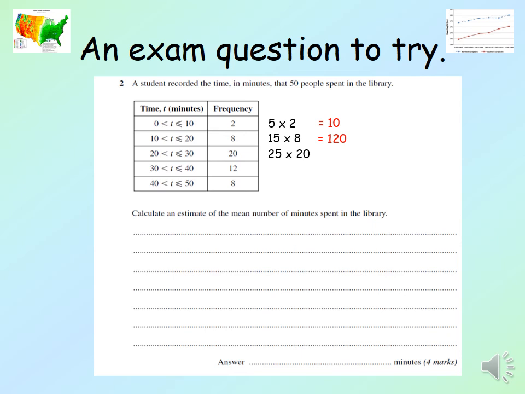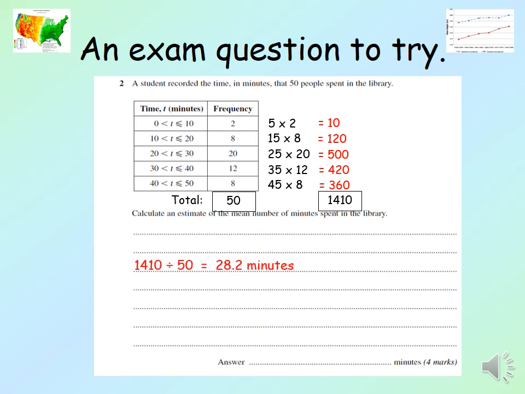The next one, the midpoint is 25. We times that by 20 and we get 500. The next one, the midpoint is 35. We times that by 12 and we get 420. And 45 is the midpoint for the final one. Timesing that by 8 is 360. And doing both of the totals, firstly frequency is 50 and frequency times midpoint is 1410, so we merely divide 1410 by 50 and the answer is 28.2.